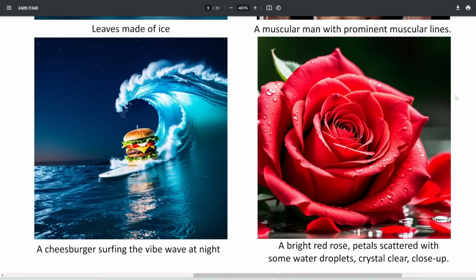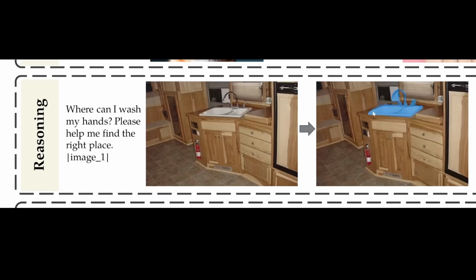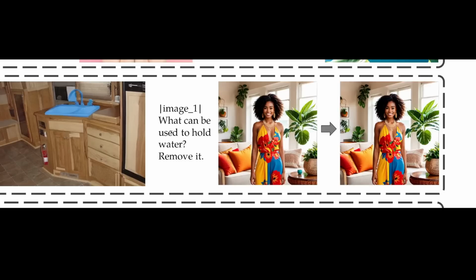But here's where OmniGen really stands out. First, you can ask it to analyze the image and manipulate it just by talking to it like a chatbot. So, for example, if you prompt it with, "Where can I wash my hands? Please help me find the right place," and then you upload this image, well, it has identified that the sink is where you can wash your hands, so it has highlighted the sink in the image. Here's another example. What can be used to hold water? Remove it. So in the image it's scanning, well, the only thing that can hold water here is this cup. So for its output, it has removed the cup.